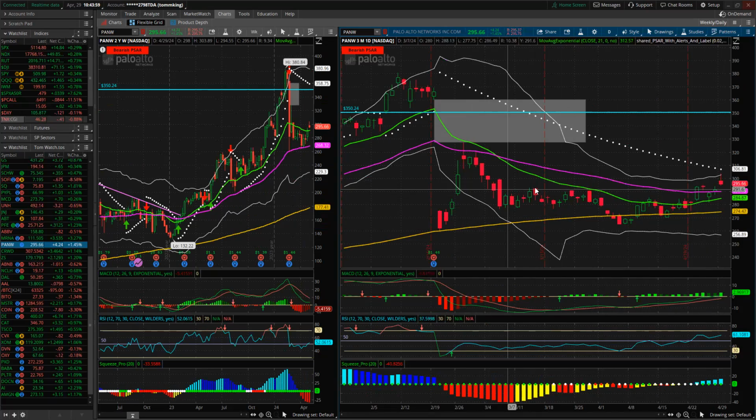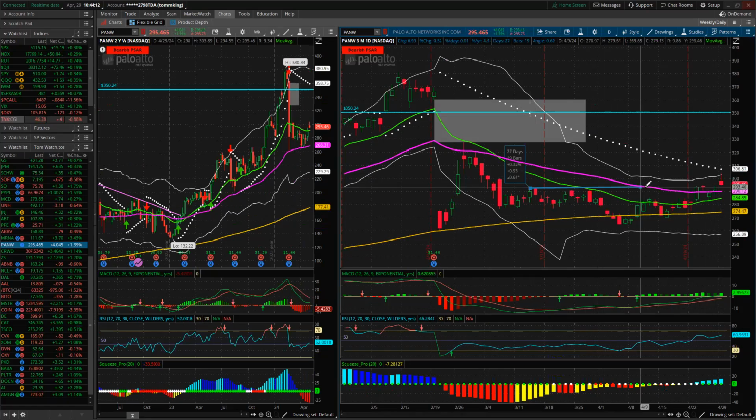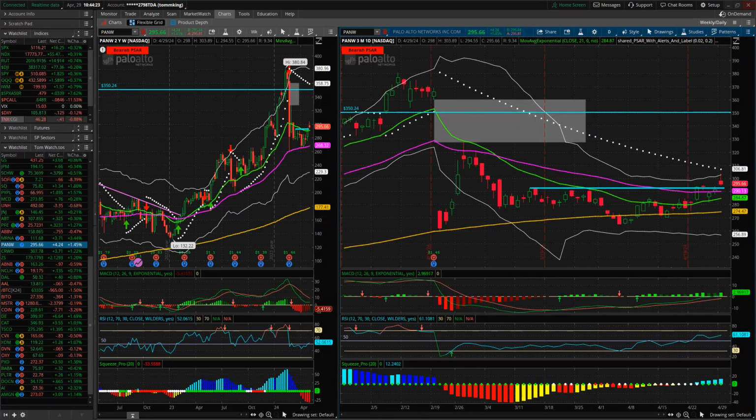This is also on Palo Alto here. This was a nice breakout. Kind of a really slow basing move here. This was a beautiful opportunity in here. I think you just have to be wary you have earnings. So if I have earnings coming up on this, let's take a look at when our earnings are. They're not for a month.